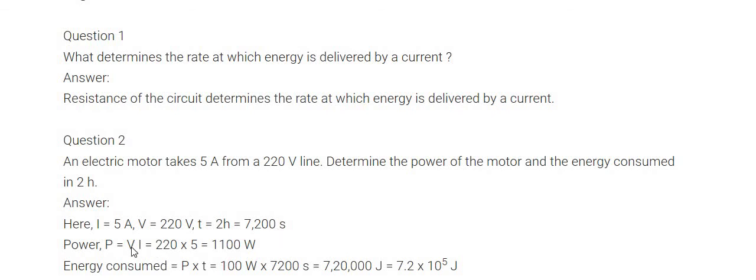As we have the formula of power, P is equal to IV. Here I is given, that is 5, and V is given, that is 220. So the power generated is 1100 watt. And the energy consumed is P into T, meaning E is equal to P into T. P we already found, that is 1100 watt, and the time is 2 hours, so 7200. So the energy which is consumed is 7.2 into 10 raised to 5 joule.